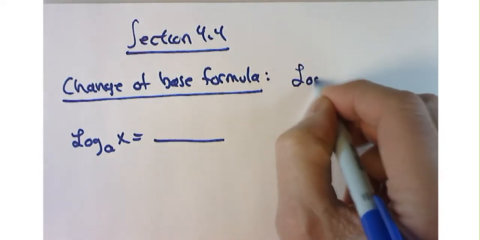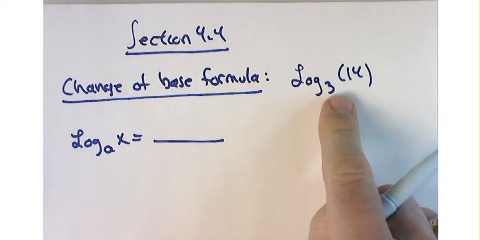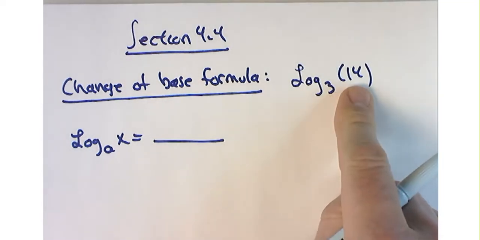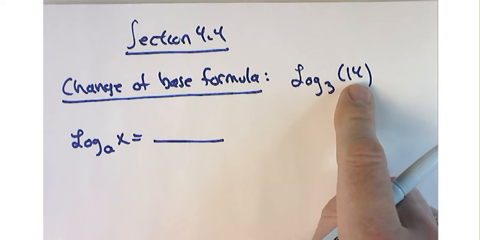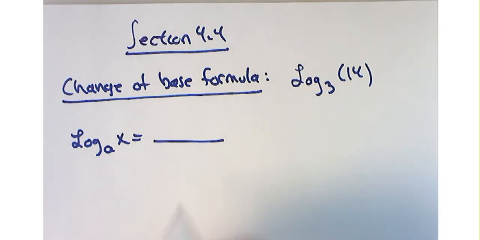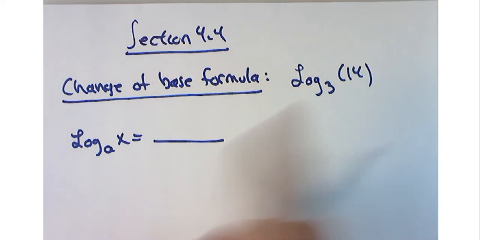So if I want to calculate log base 3 of 14, what power of 3 gives me 14? Well, it's bigger than 2, because 3 squared is 9, and it's smaller than 3. That's about all I can tell you. But there's a change of base formula in case you don't have the ability to calculate this directly.